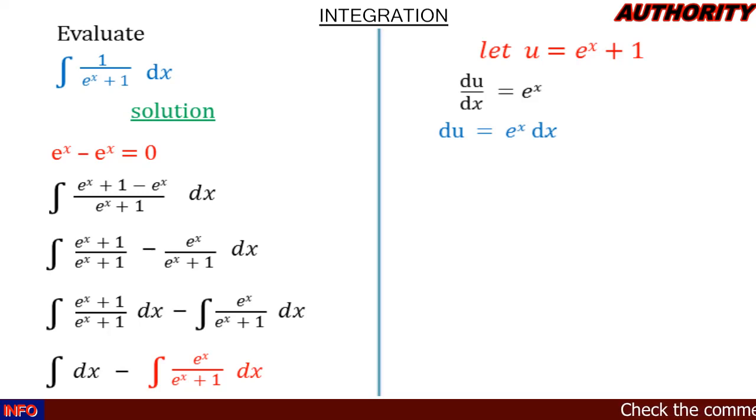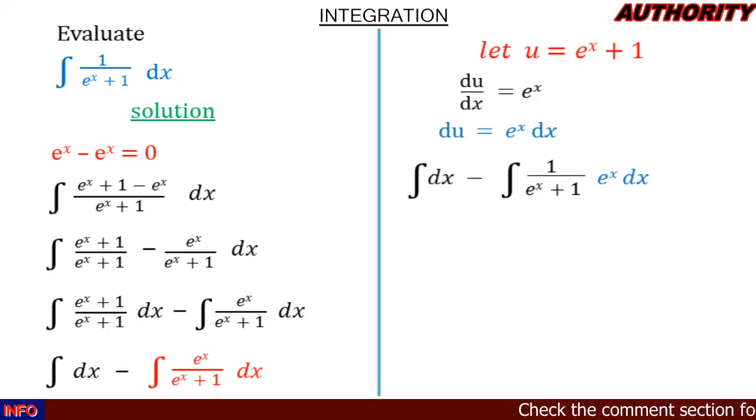All right, good. Now let's go. We have the integral of dx minus the integral of e to the power of x all over e to the power of x plus 1 dx. Now you see that this second expression can be rewritten this way: the integral of 1 all over e to the power of x plus 1 multiplied by e to the power of x dx. Even this e to the power of x dx can be written as a numerator directly in this place. It's still the same.